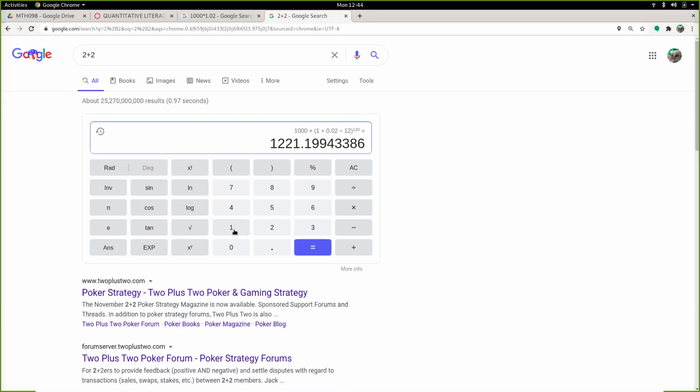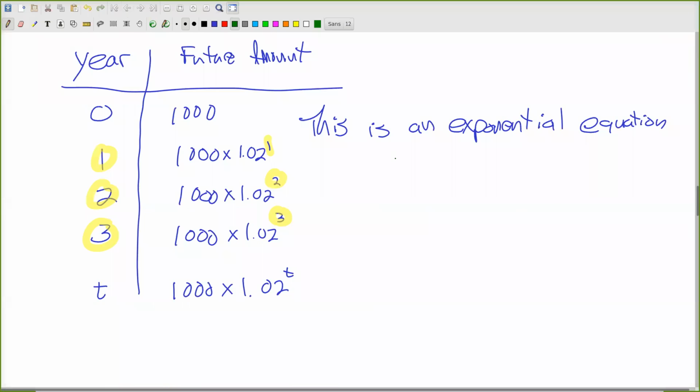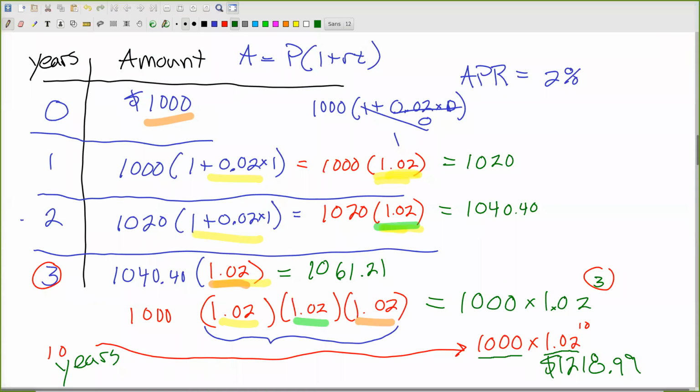Now I get $1,221.20. Okay, so it is a little better, not a lot, but if I had more money to invest, I'd have more money in interest. Takes money to make money, they say. So this is 1,221, and then that would round to 20 cents. $1,221.20. So again, that's a little bit better than the previous one, which was 18.99. Right down here at the bottom.